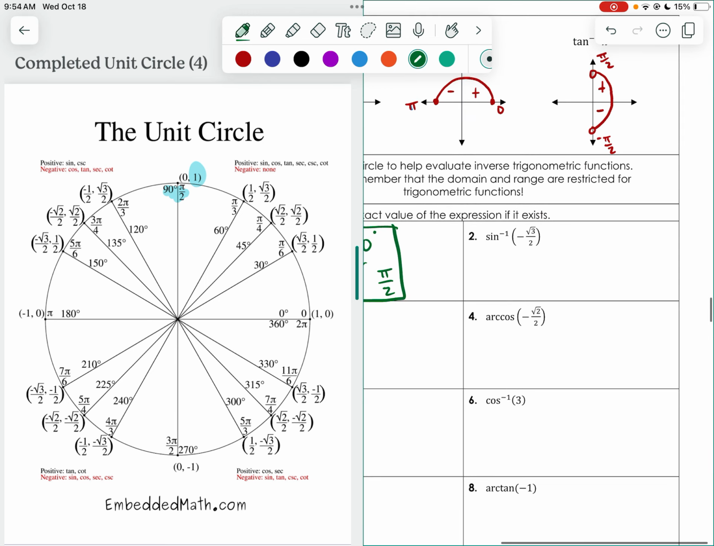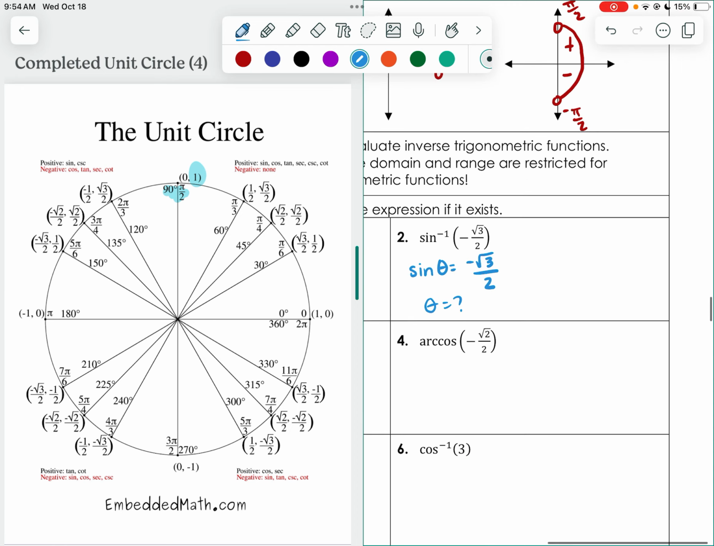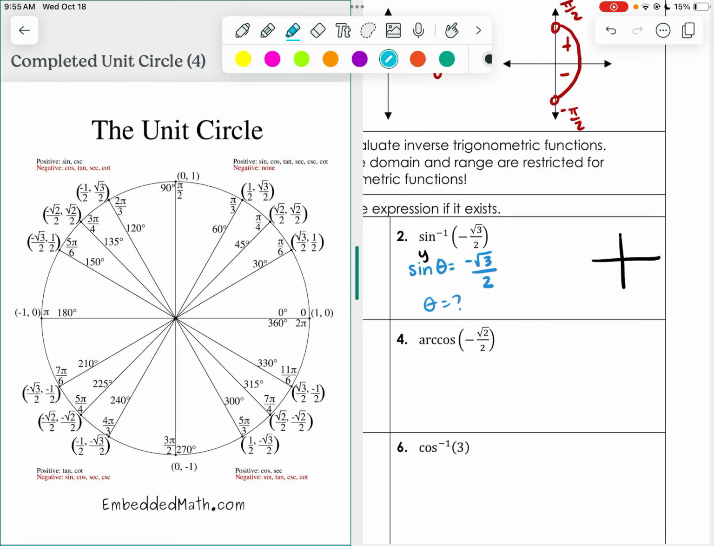Okay, let's do another one. Number 2, the inverse sine of -√3/2. Again, this means the sine of what angle is -√3/2. I don't know what my angle is. If you think about that on your unit circle, sine is y, so you want a y value of -√3/2. Negative y values are below the x-axis. So that could be here in quadrant 3, or in quadrant 4.